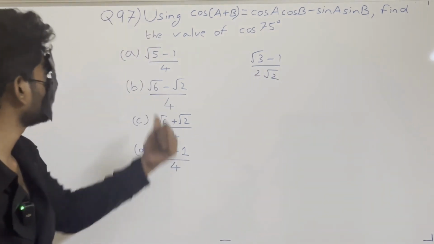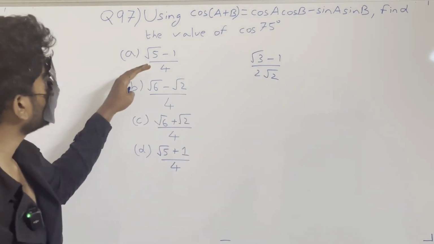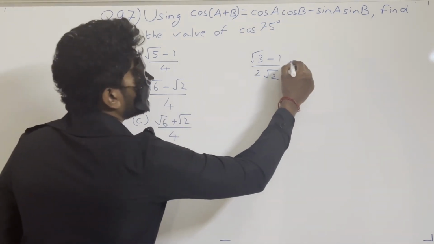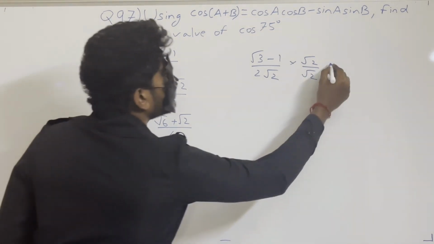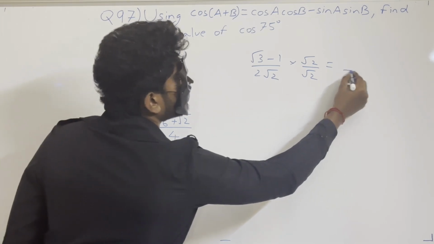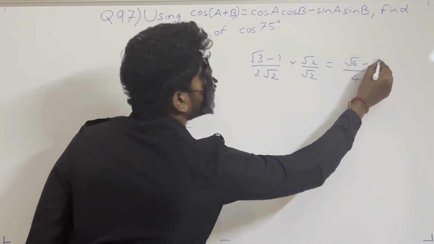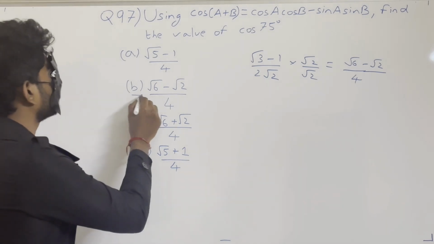But here in options I can't see this value, but in the denominator 4 is there in all the options. So I will multiply numerator and denominator by root 2 here to get 4 in the denominator. So here I will get 2 root 2 into root 2 is nothing but 4, and the numerator will get root 6 minus root 2. So here option B is right.